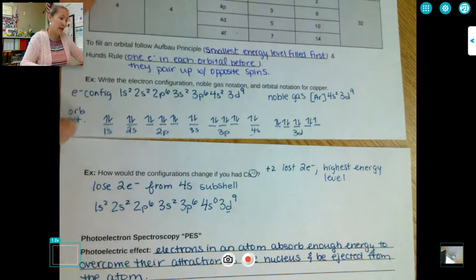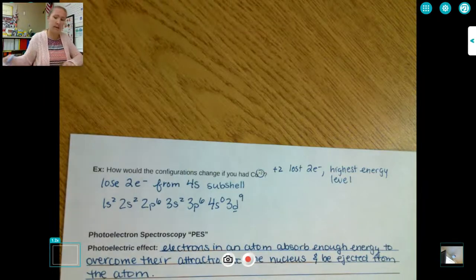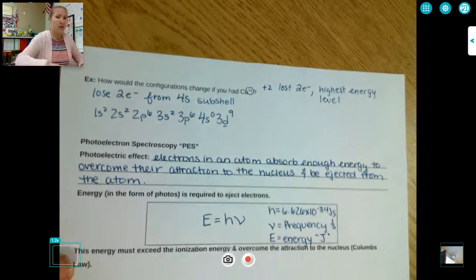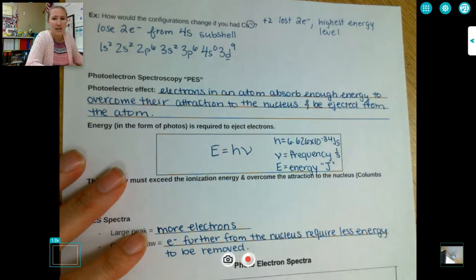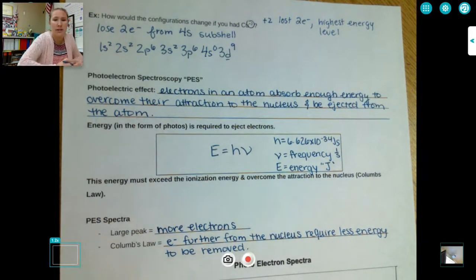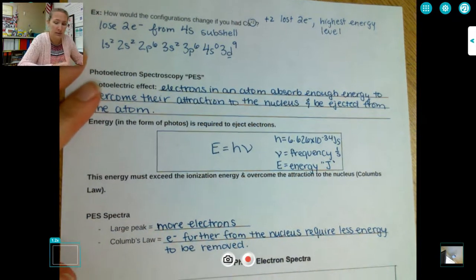But now let's get into something brand new, photoelectron spectroscopy. Photoelectron spectroscopy we refer to as PES, and this is based off of the photoelectric effect, which means that electrons in an atom absorb enough energy to overcome their attraction to the nucleus, and then we can eject them from the atom. So this plays into part the amount of energy required to remove electrons from our elements. So how we ionize them similarly too.